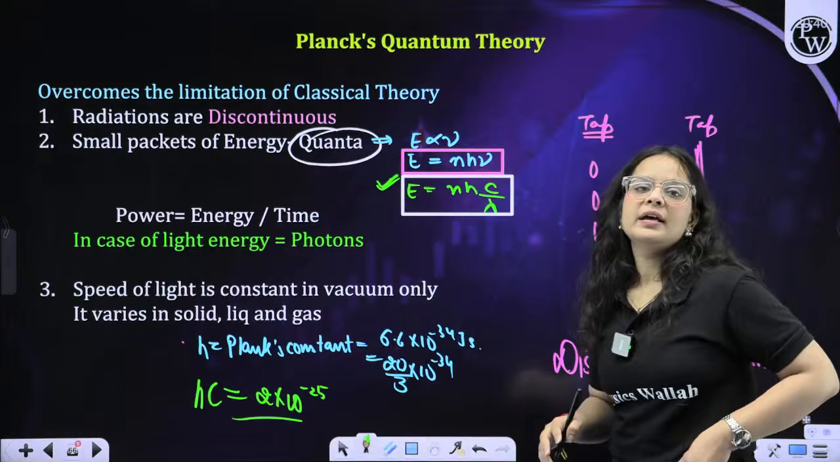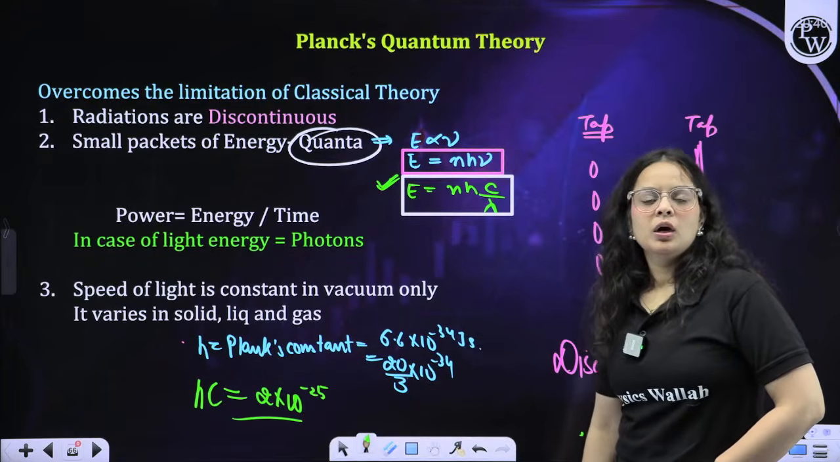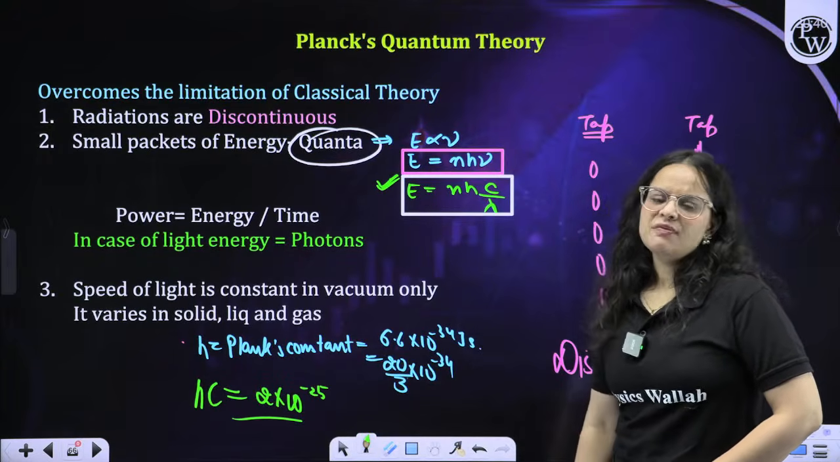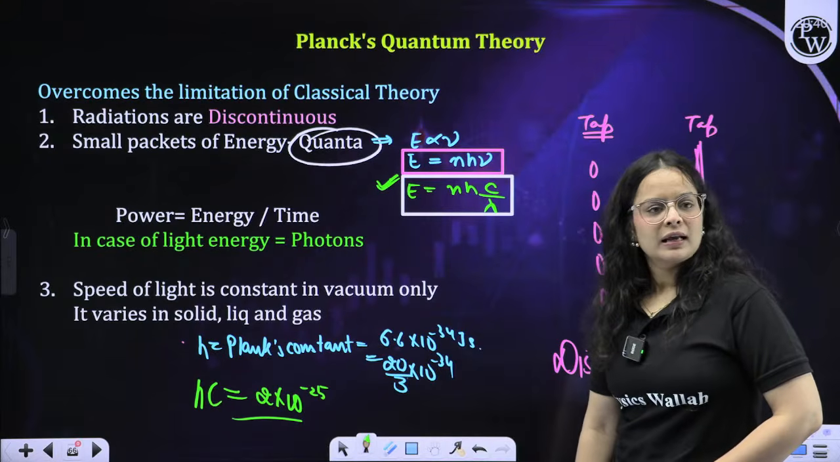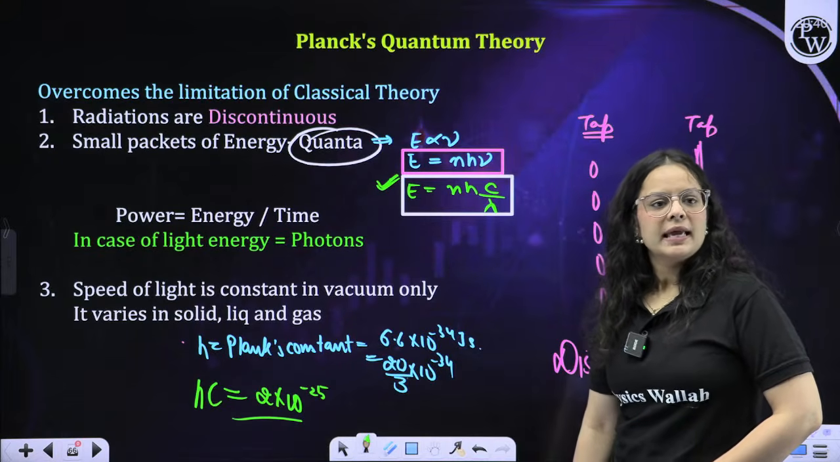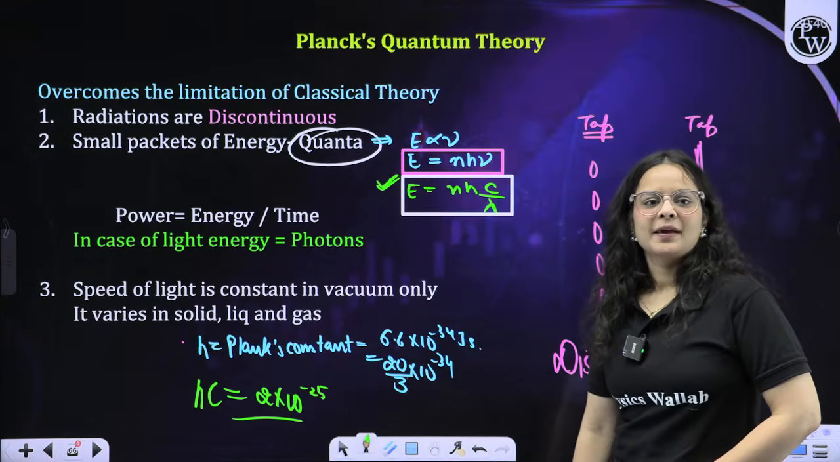Many a time you will find in the question that different terms are given to you. Accordingly, you can substitute the values and find it all out. Right, everyone? Is that clear to you all? Yes, beta. Very good. Okay.